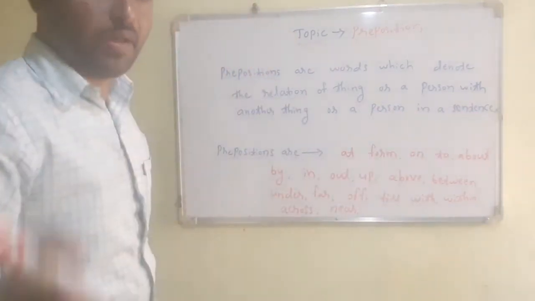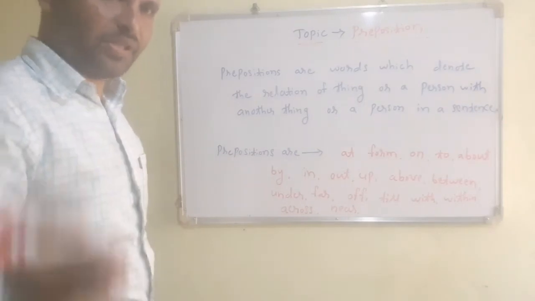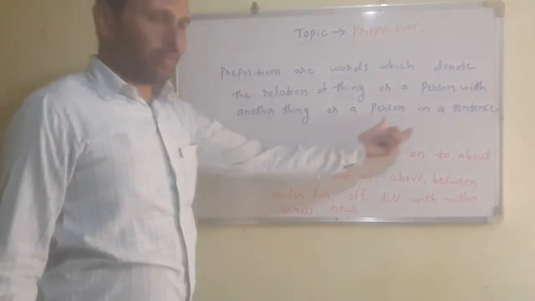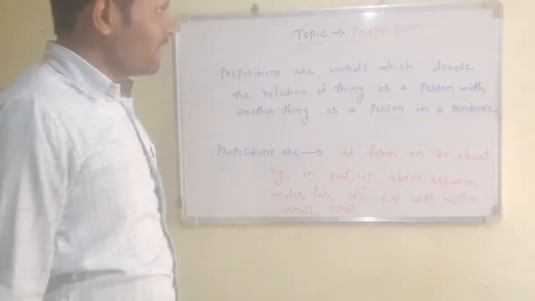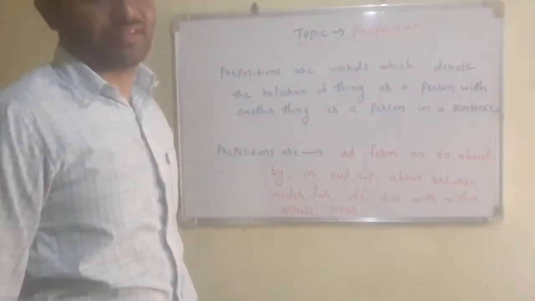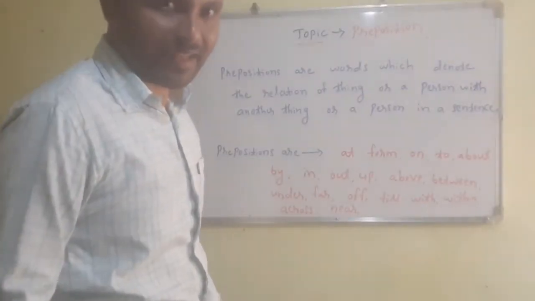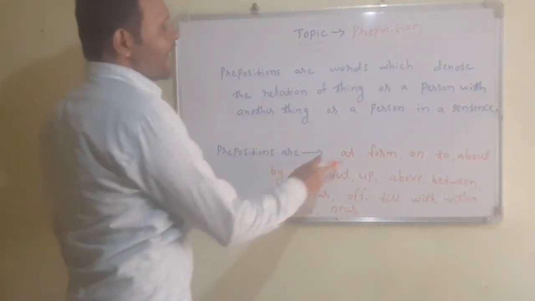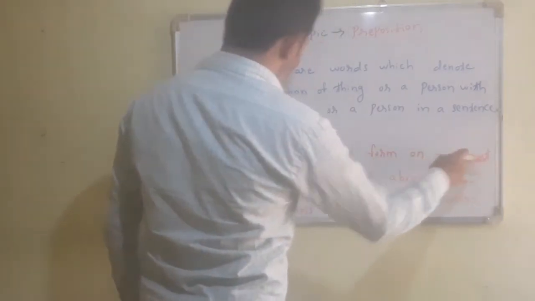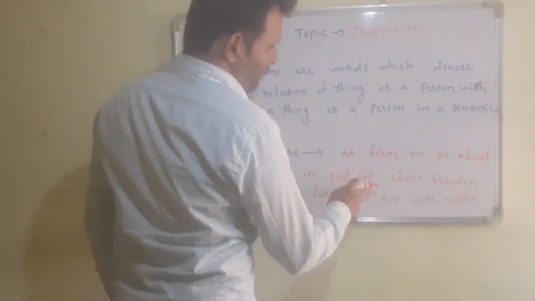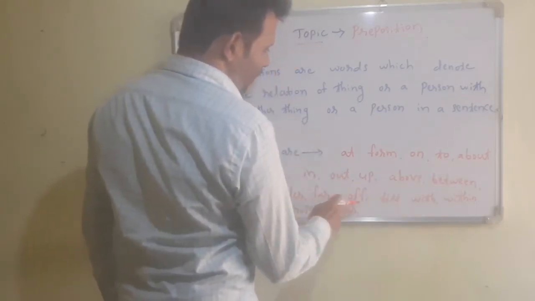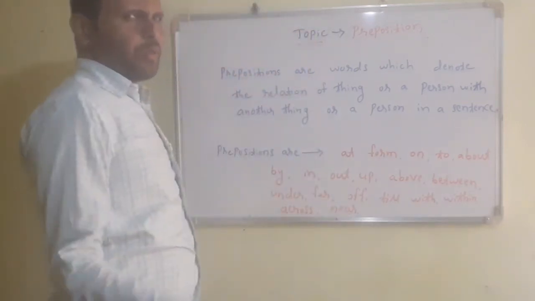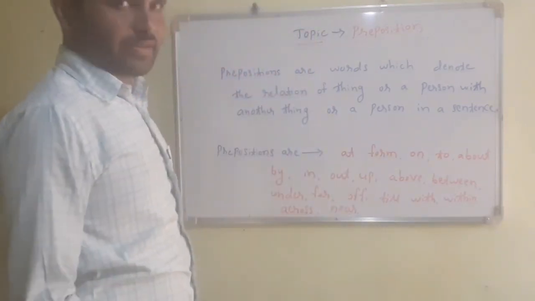Whatever the words that express the relation between a person and a thing, a person and a person, or a person and any other thing, those are prepositions. Prepositions are at, from, on, to, about, by, in, out, up, above, between, under, for, of, till, with, within, across, near. With some examples I will discuss now.